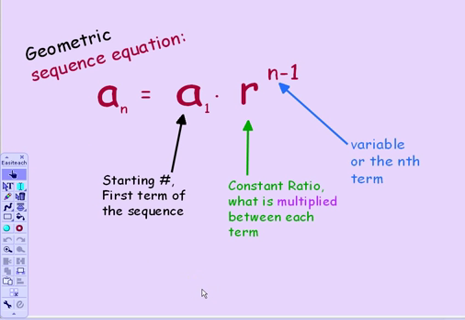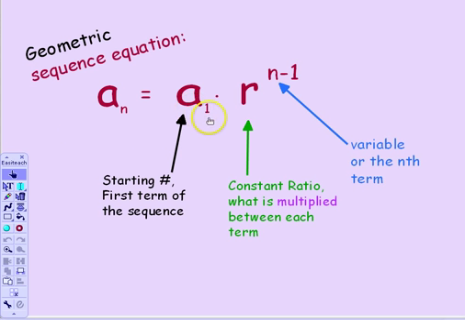Here's the general equation for a geometric sequence. Pause the video, write this down. A sub n, remember n just means that's the variable used in our equation, stands for the general equation. This is a geometric sequence, so by definition, that means this sequence will be multiplying by the same number each time. So different from an arithmetic sequence.